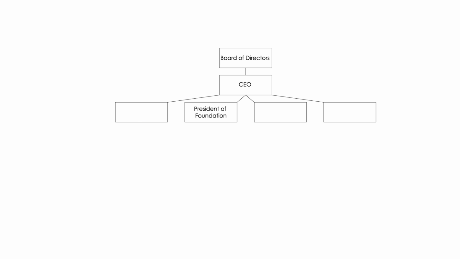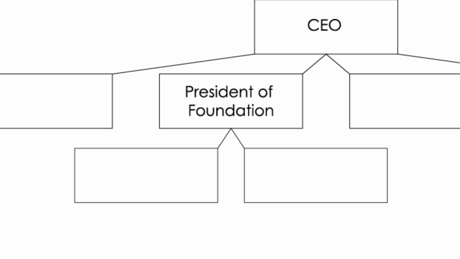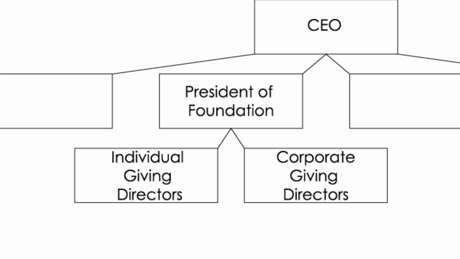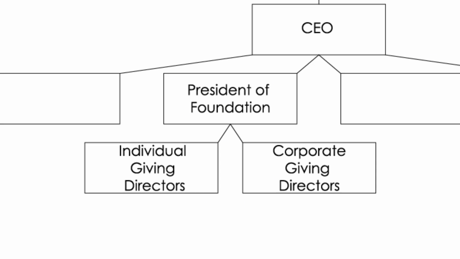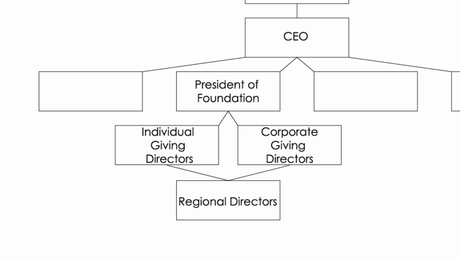Under the President of the Foundation, there are two individuals who report directly to the President: one director for individual giving and another director for corporate giving. These two individuals rely on the same people, who are referred to as regional directors, to spend the entire year fundraising for the National FFA organization.